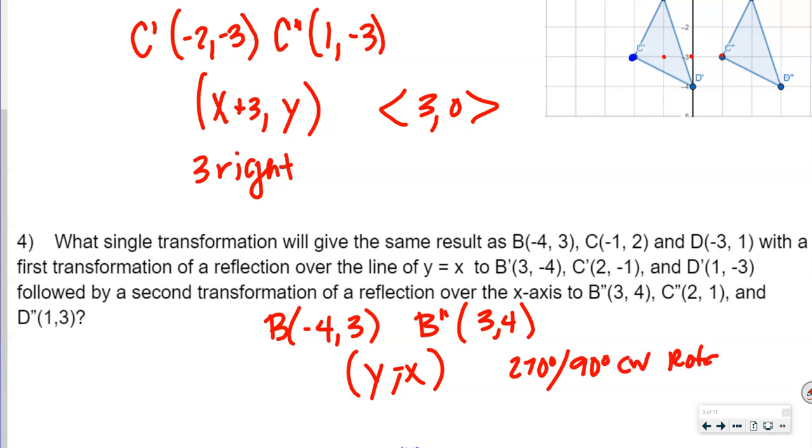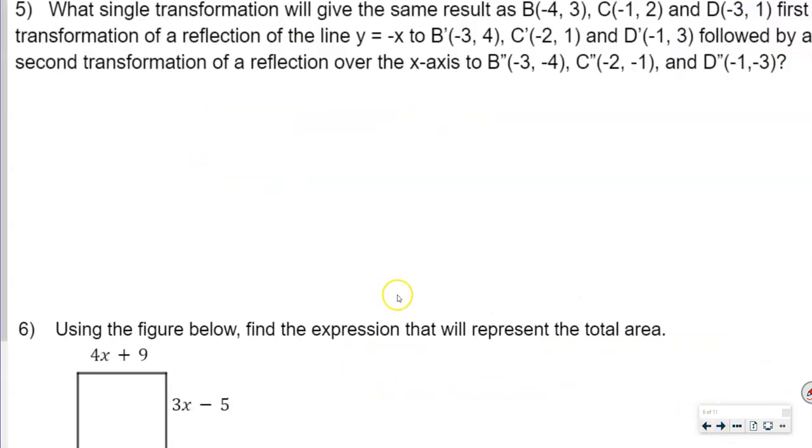Here's the thing you need to remember. Any 2 reflections always equals 1 rotation. Any 2 reflections always equals 1 rotation. I'm going to do the next one, and then I'm going to give you all some tricks of the trade, if I could call it that.